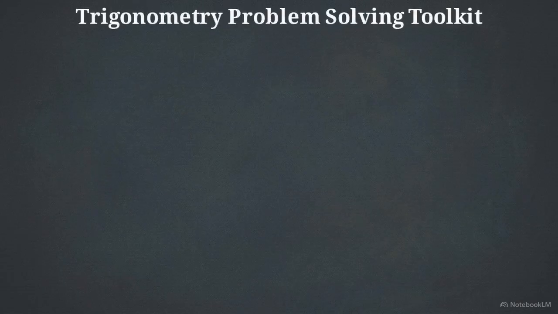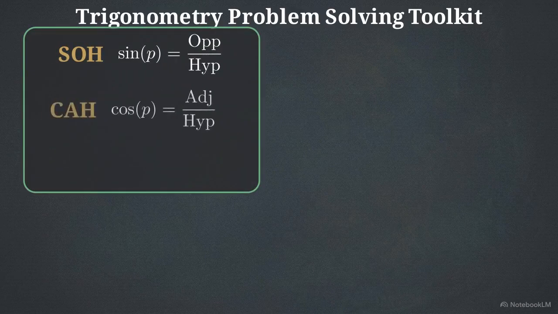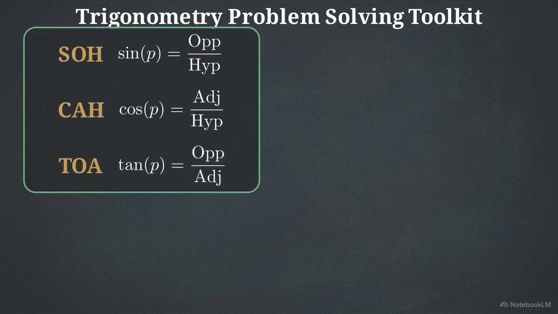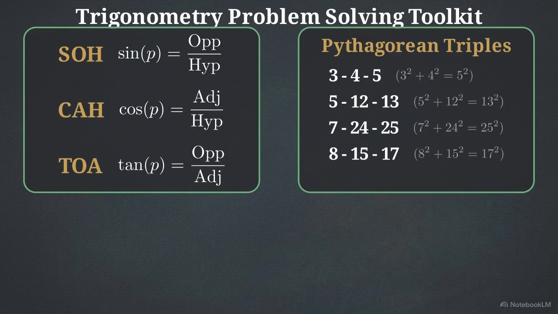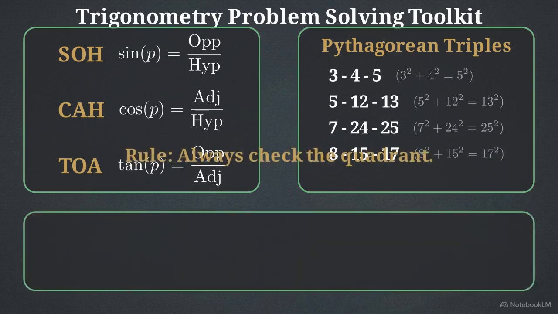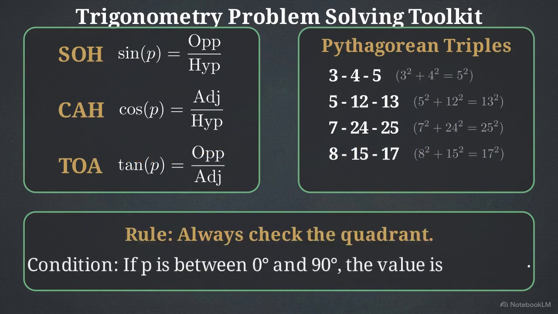Here is a summary to help you remember. SOH-CAH-TOA is a great tool for recalling which sides to use for sine, cosine, and tangent. Also, try to memorize these 4 triples. They appear very often in exams and will help you work much faster. One last reminder, always check the angle range. When the angle is between 0 and 90 degrees, you'll always select the positive value for your ratio.